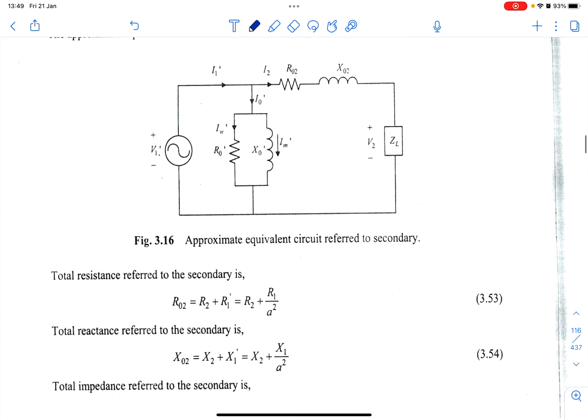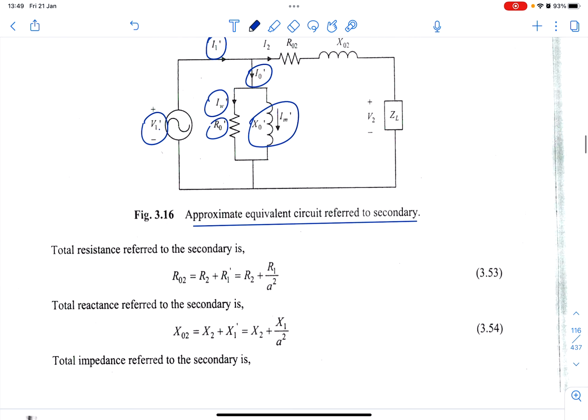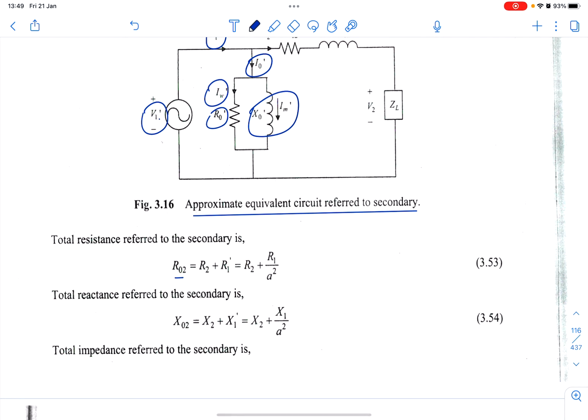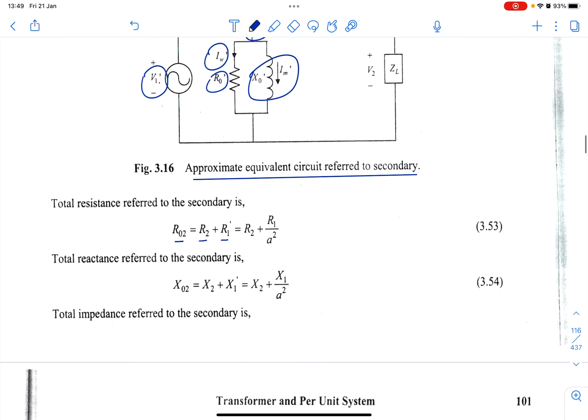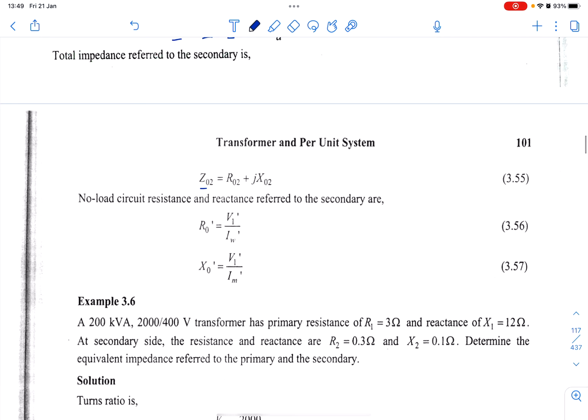So if you look at this diagram, it is the same, but this time the approximate equivalent circuit is referred to the secondary side, where all of the parameters here are transferred into the secondary side. So you need to check back on the previous lecture on how to transfer from the primary to secondary and secondary to primary. So if you look at the equation, R02 is equal to R2 plus R1 prime, and X02 is equal to X2 plus X1 prime, and then Z02 is equal to R02 plus jX02.